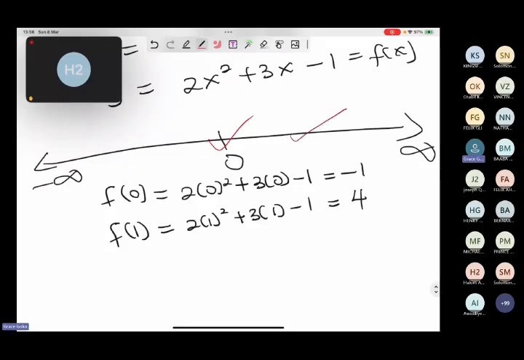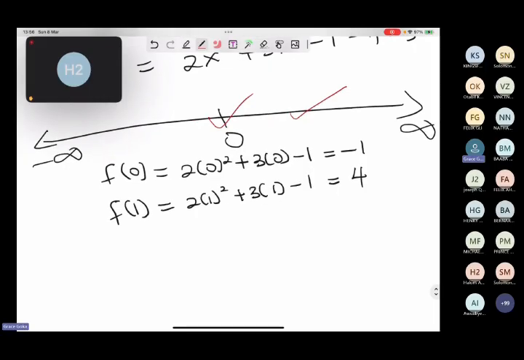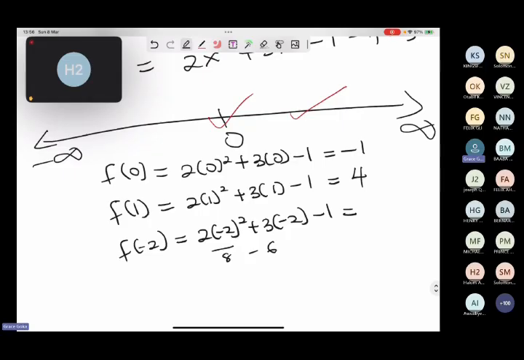Now, the last bit is we go to the left-hand side. Pick any negative number from the left-hand side. If we put maybe negative 2 in the function, it means we are finding f of negative 2, and that is 2 times negative 2 squared plus 3 times negative 2 minus 1. Here we'll have 8 minus 6 minus 1, and that is 1. 1 is real. Therefore, all the negative numbers are part of the domain.